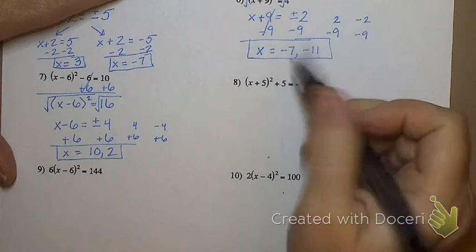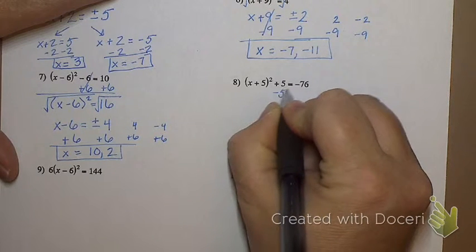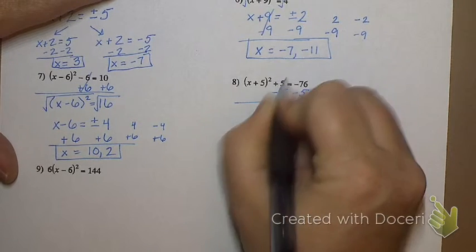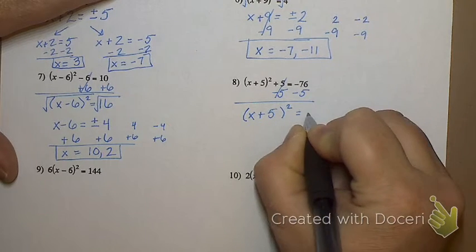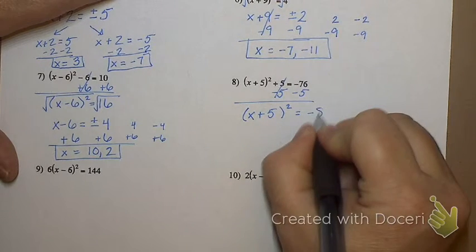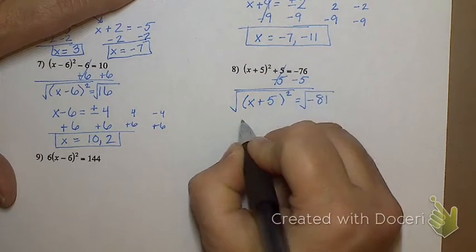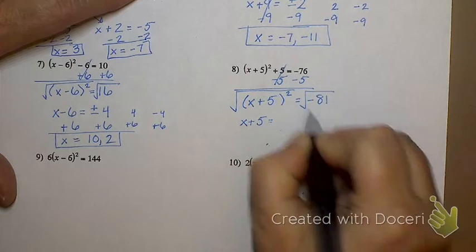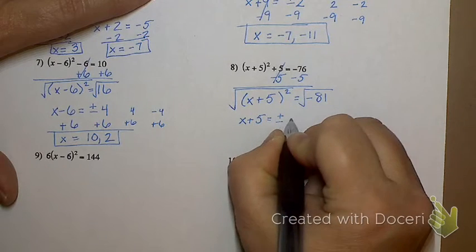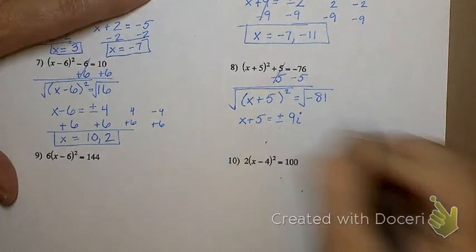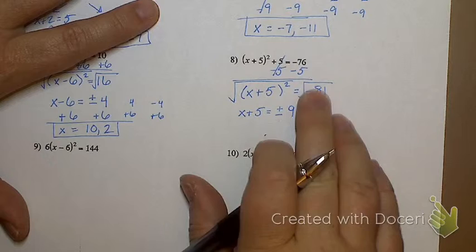All right, what do I do first? Subtract 5. That leaves me with x plus 5 squared equals what? Negative 81. Now what do? Square root. So x plus 5 equals, did anyone get the square root of negative 81? Plus or minus 9i. Right? Because the square root of positive 81 is 9, but because it's negative, you got to put the i with it.